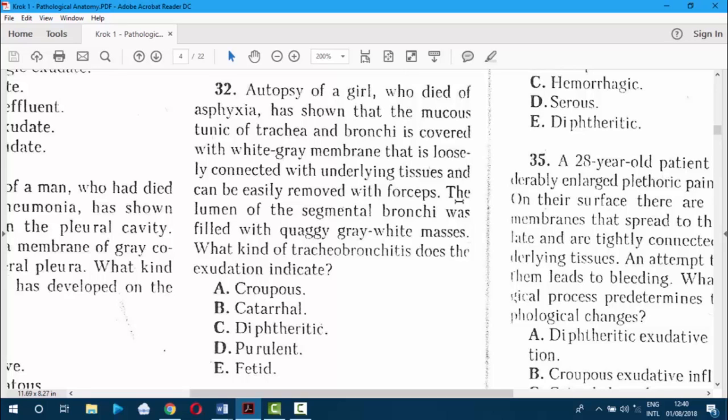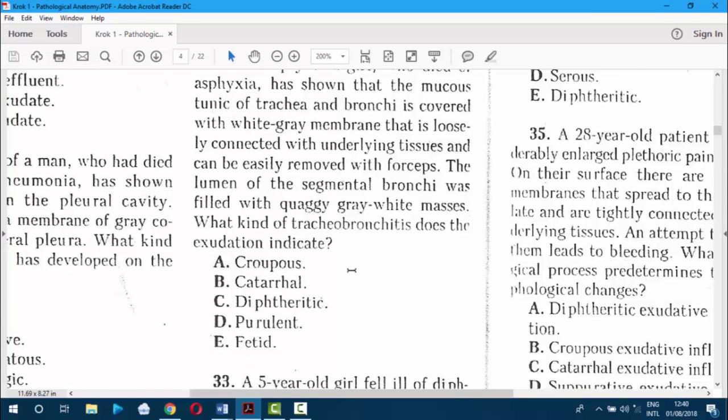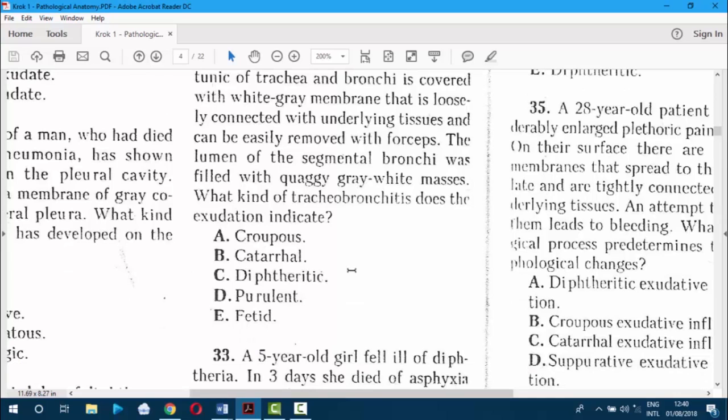Good. Now, the lumen of the segmental bronchi was filled with gray-white masses. What kind of tracheobronchitis does the exudation indicate? Now, of course, we have already agreed that it's fibrinous. But fibrinous contains what? Two types. We have crupous and we have what? Diphtheric. Now, the crupous form can be removed, whilst in diphtheric form, it cannot be removed. Hence, our answer is what? Crupous.